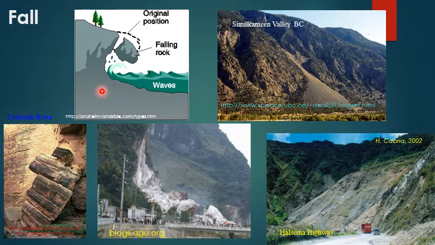Examples are the rock falls along the Colorado River, Sicamane Valley, British Columbia. These are the rock falls. This is a rock quarry in Guangxi, China. You have rock falls here. And a lot of rock falls along the Halsema Highway, Philippines, that's located in Mountain Province and Benguet.